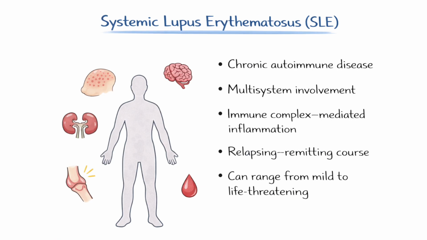Systemic lupus erythematosus, or SLE, is a chronic autoimmune disease that can affect multiple organ systems. It is driven by immune complex-mediated inflammation, meaning the immune system produces antibodies that target the body's own tissues. The disease typically follows a relapsing and remitting course, with periods of flares and periods of stability. Severity can range from mild skin and joint symptoms to life-threatening kidney or central nervous system involvement.